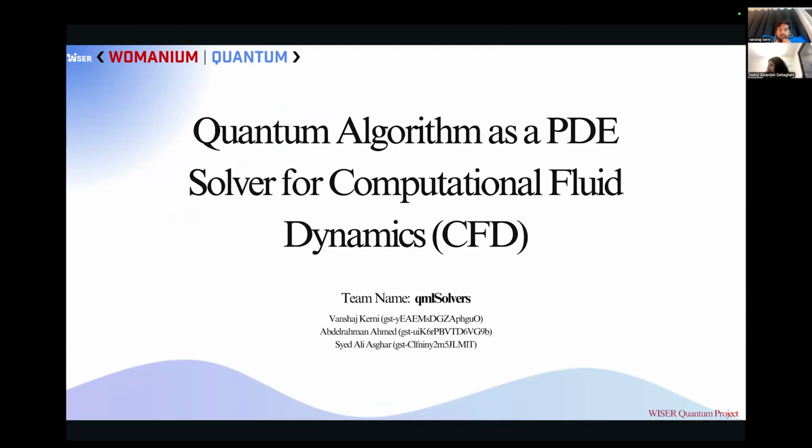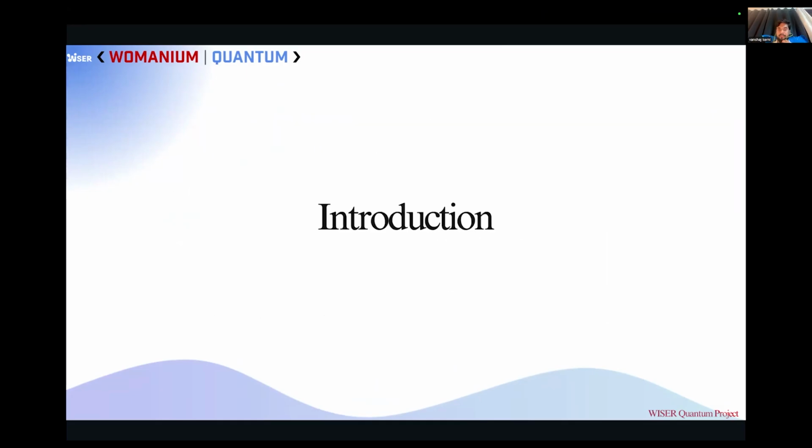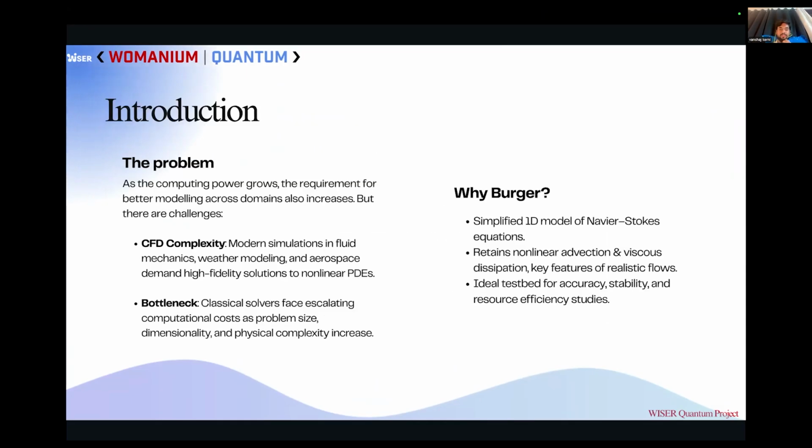Hello, everyone. I'm Vanshaj, on behalf of QML Solvers, presenting our work on the quantum algorithm as a PDE solver for the CFD problem. Before going into the solutions, let's understand quickly why we need Burgers.